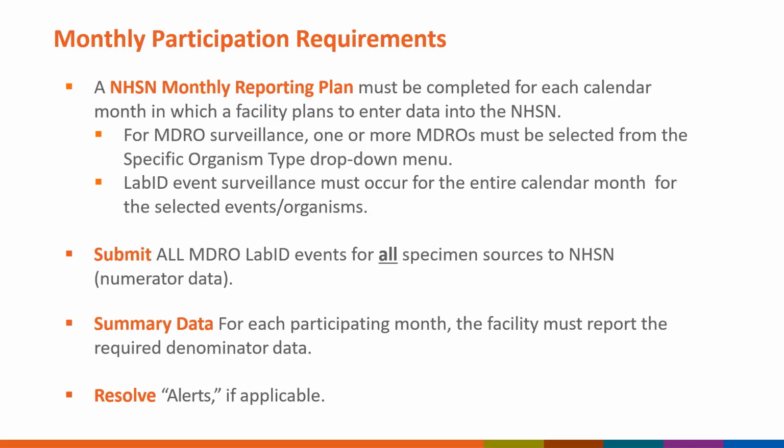A NHSN monthly reporting plan for the long-term care facility must be completed for each calendar month in which a facility plans to enter data into NHSN. For each participating month, the facility must report numerators, which in this case would be CDI and/or MDRO LabID events, and summary denominator data, such as the total number of resident admissions and resident days. To verify the quality of your submitted data, all alerts must be resolved for the month. We also recommend that facilities report for at least 6 consecutive months to provide meaningful measures.